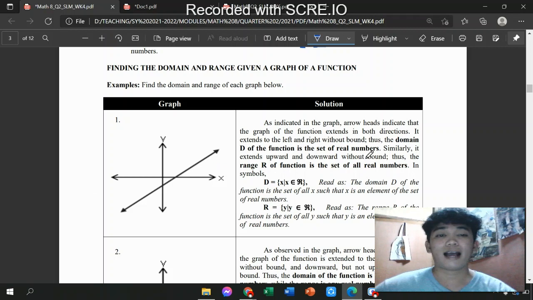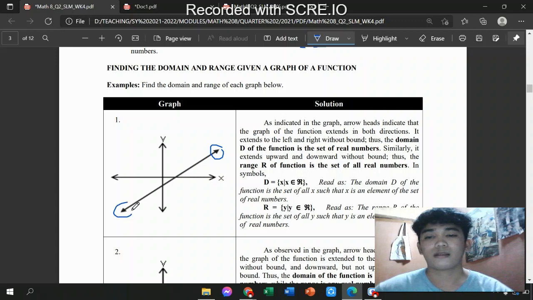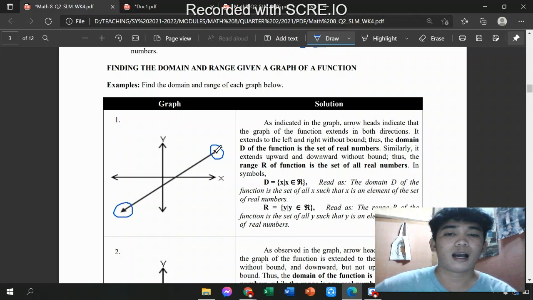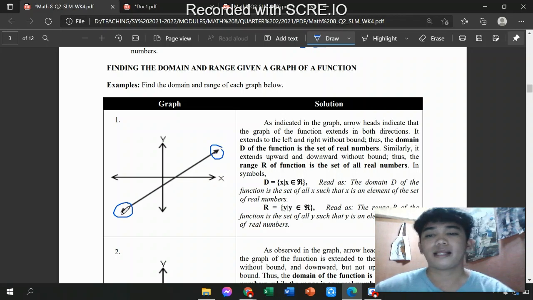As indicated in the graph, arrowheads indicate that the graph of the function extends in both directions. As we can see in our graph, our line has an arrowhead, this one and this one. This means that this line extends all the way up and all the way down without limitation. So this extends to infinity. The arrow means the line does not stop here, it extends.